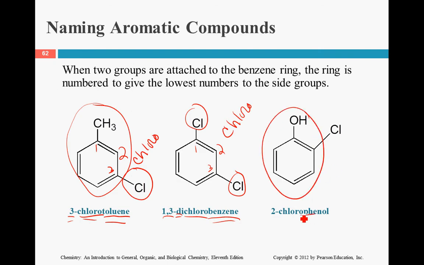And then finally, if we look at the previous ones, phenol has no H on it. There's our phenol. That's going to be our 1. On the second carbon, there's a chlorine, which is chloro. So 2-chlorophenol.